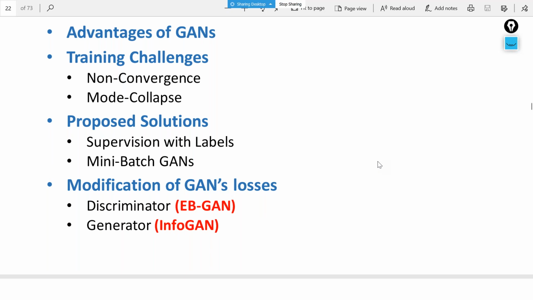GAN is semi-supervised, I can say. But the Y label is not obvious, right? Cool. Fine. And next is mini batch GANs. Instead of sending one image and checking whether it is real or fake, you send a mini batch of 10 images like that. That is one of the solutions.